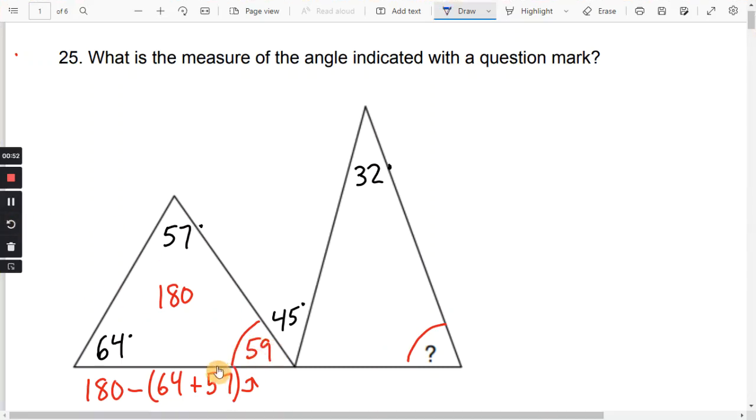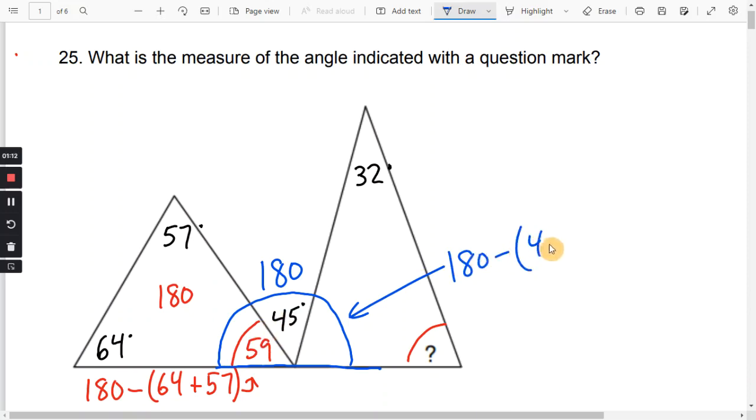And now on the bottom here, we have a straight line. So we're going to combine these three angles right here. A straight angle equals 180 degrees. So I'm going to subtract these two from 180. That's just going to be 180 minus 45 plus 59. And this right here, 45 plus 59 is 104. 180 minus 104 is going to give us 76.